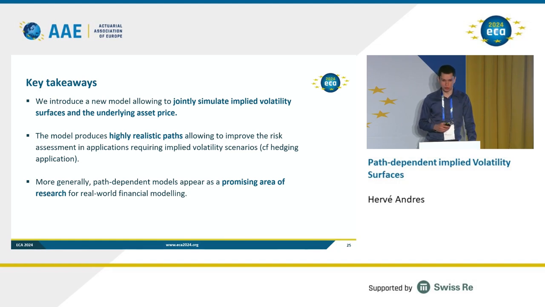And more generally, to conclude, I think that this kind of path-dependent model, where you have really a causal link between the underlying asset price and the implied volatility, is really a promising area of research for real-world financial modeling and, more generally, I think, in insurance.